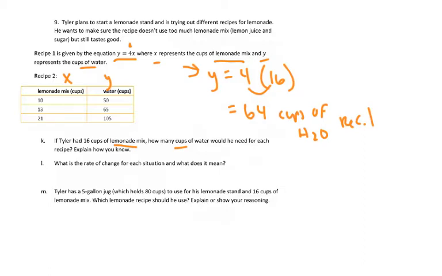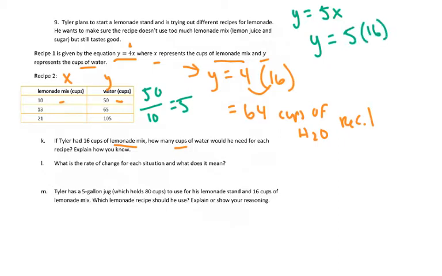Recipe 2, we've got these numbers here, right? So the first thing we have to do is 50 divided by 10 to get our rate of change. And 50 divided by 10 is 5. So that means the equation to go with the table is y equals 5x. And then we just do the same thing. We don't know y. They gave us the 5. We multiply times 16. So that means that in this case, y equals 80. 80 cups of H2O.